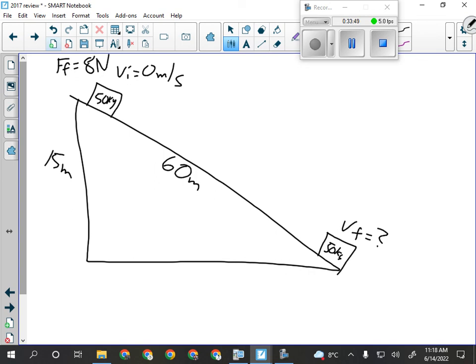So we've got a 50 kilogram mass sliding down a 60 meter long, 15 meter high ramp. A force of friction of 8 newtons resists that sliding. Calculate the speed at the bottom. This one I think could easily be solved both ways in about the same amount of time, just because I made it really simple.